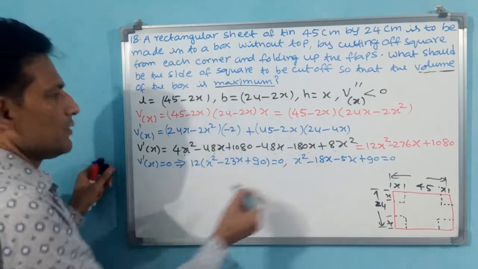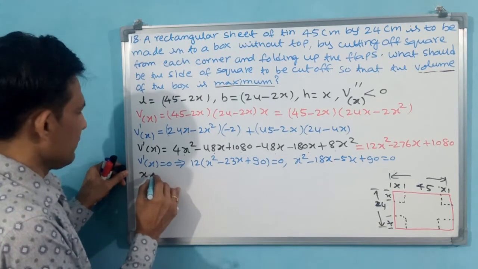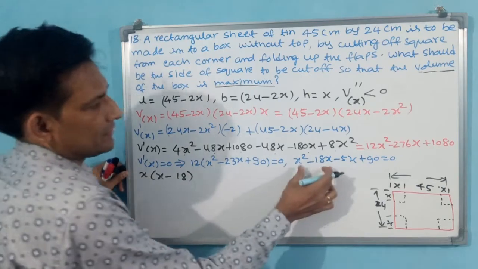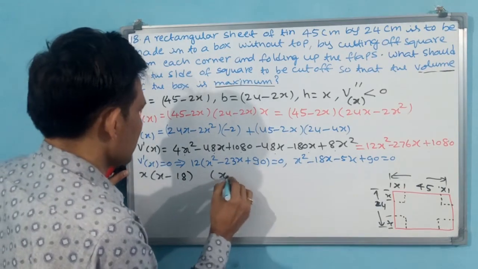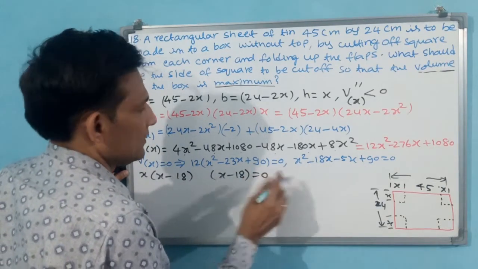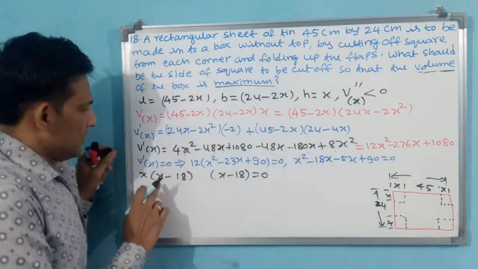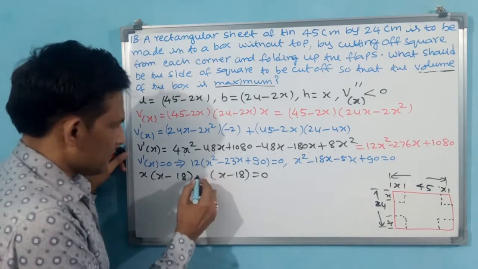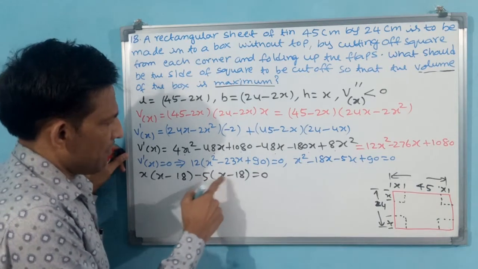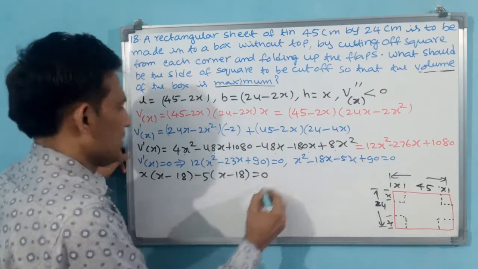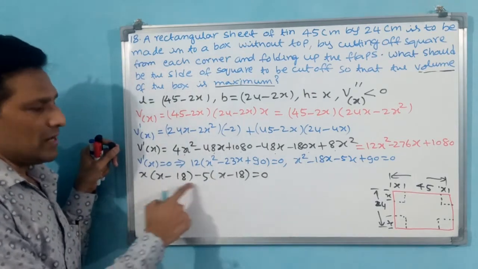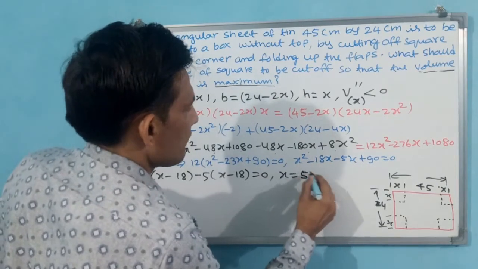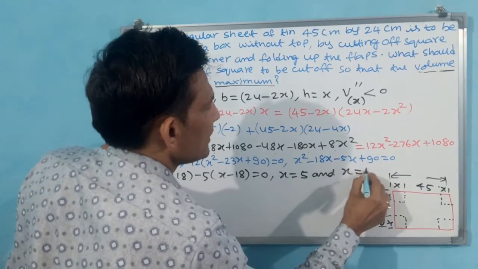Then you take x common. If you take x minus 18, you see x square minus 18x is done up to here. Again you repeat x minus 18, and minus 5x has to come, so you keep minus 5, minus 5x plus 90. Now you see x is having two values: x is equal to 5 and x is equal to 18. Write down, x is equal to 5 and x is equal to 18.